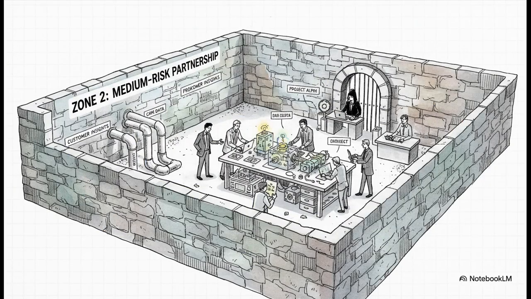Then we move up a level to Zone 2. This is sort of the middle ground. It's where a business unit, say HR or marketing, partners up with IT to build something a bit more serious. Maybe it's an HR bot that can answer questions about benefits by accessing departmental data. The risk is medium here, so IT steps in to provide more oversight and a formal approval process.